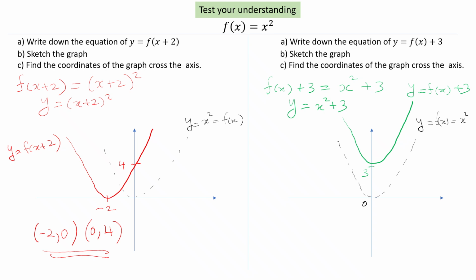So the coordinates are 0, 3. The graph is not going to cut the x-axis, only the y-axis. You can see the difference. In the first question, the constant is inside the bracket, so the graph moves along the x-axis, the horizontal direction. When the constant is outside the bracket, the graph moves vertically, up and down, in the y direction.